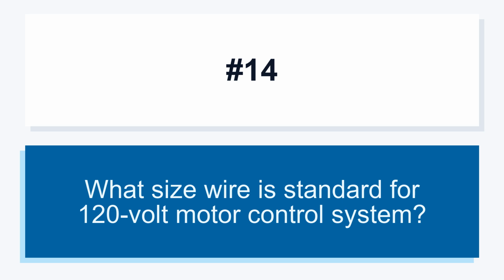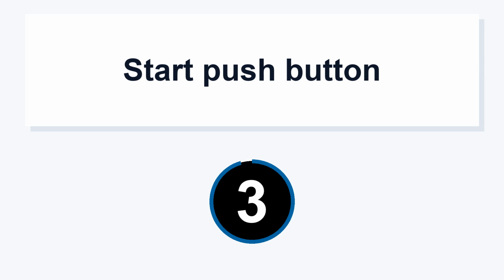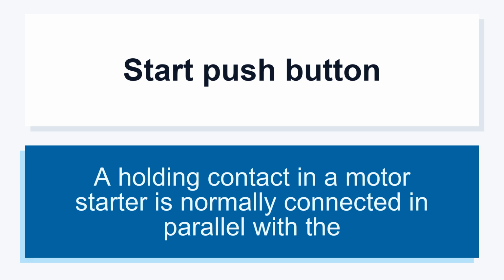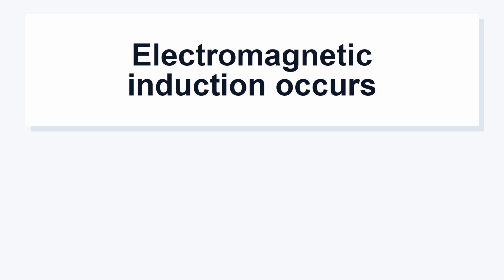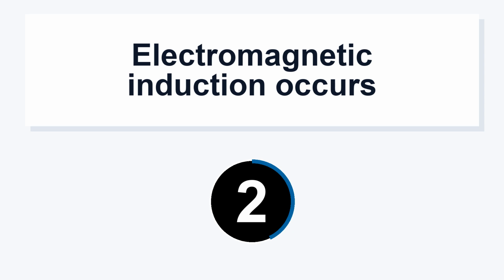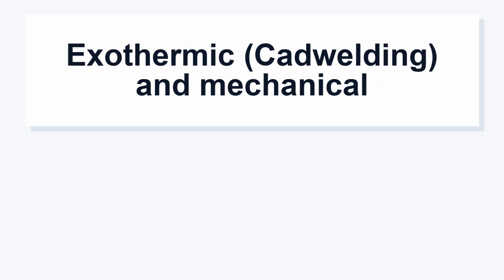What size wire is standard for a 120-volt motor control system? Start push button. A holding contact in a motor starter is normally connected in parallel with the start push button. A three-phase, four-wire, ADV service requires ________ current transformers. Electromagnetic induction occurs in a transformer ________. Exothermic, CAD welding, and mechanical.